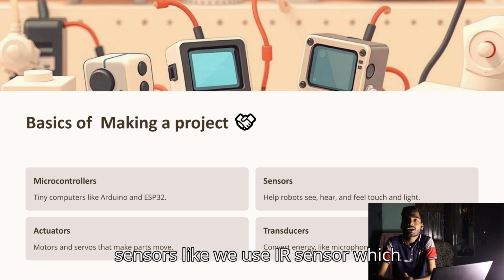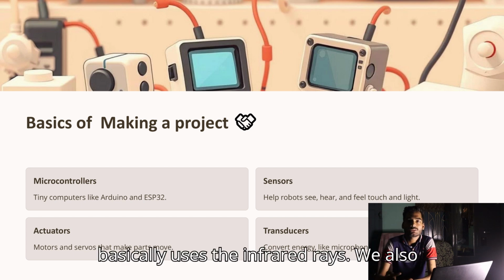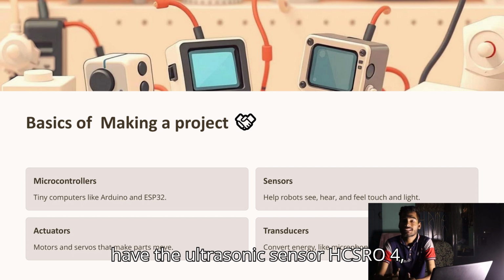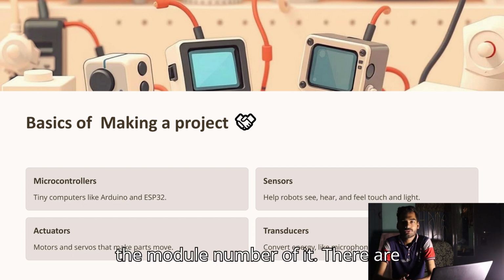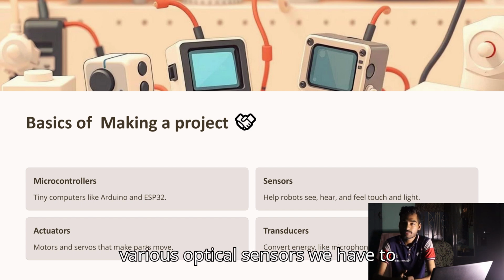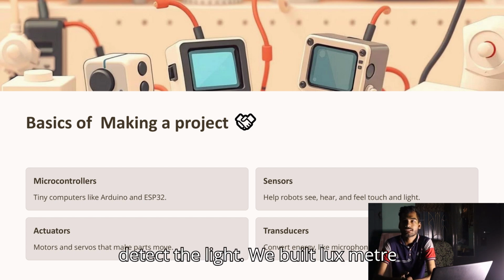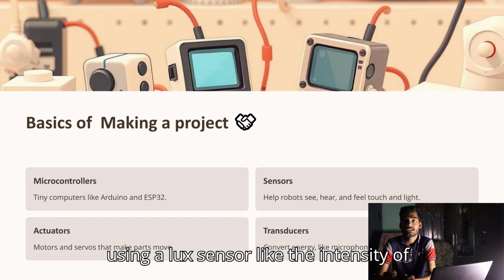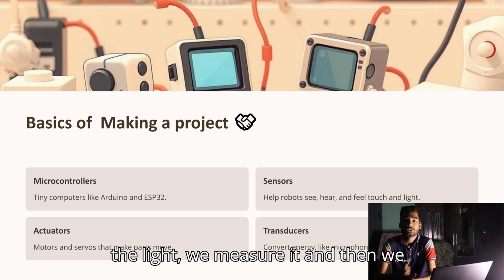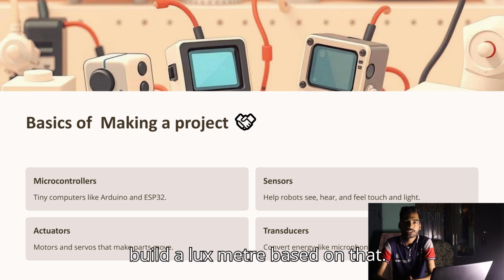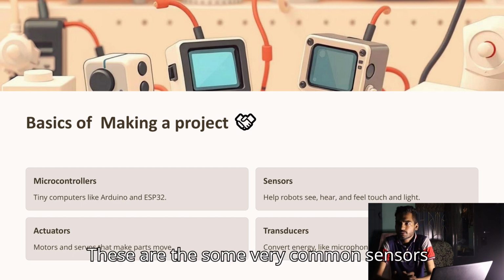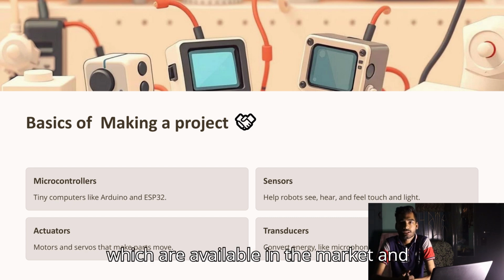Like we use IR sensor, which basically uses the infrared rays. We also have the ultrasonic sensor HCSR04, the module number of it. There are various optical sensors we have to detect the light. We build a lux meter using a lux sensor, like the intensity of the light. We measure it and then we build a lux meter based on that. These are some very common sensors which are available in the market.